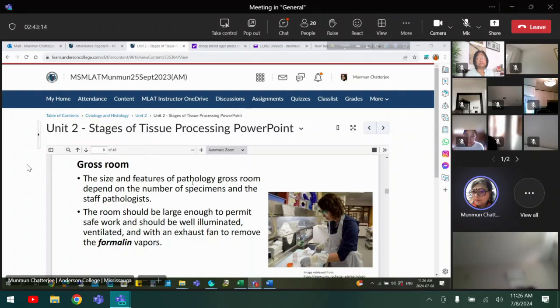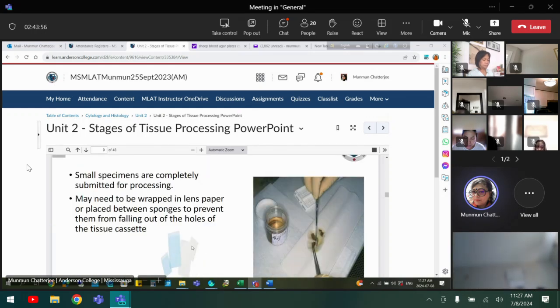Gross room. The size and features of the pathology gross room depend on the number of specimens and the staff pathologists. Obviously, how many samples you are getting and how many pathologists you have will determine the size and features of that room. The room should be large enough to permit safe work, so that you are not going to bump into each other or hurt each other. It should be well illuminated so that you have enough light, ventilated, with an exhaust fan to remove the formalin vapors, because ultimately you are going to fix them in formalin, or the tissue is going to come in formalin already.